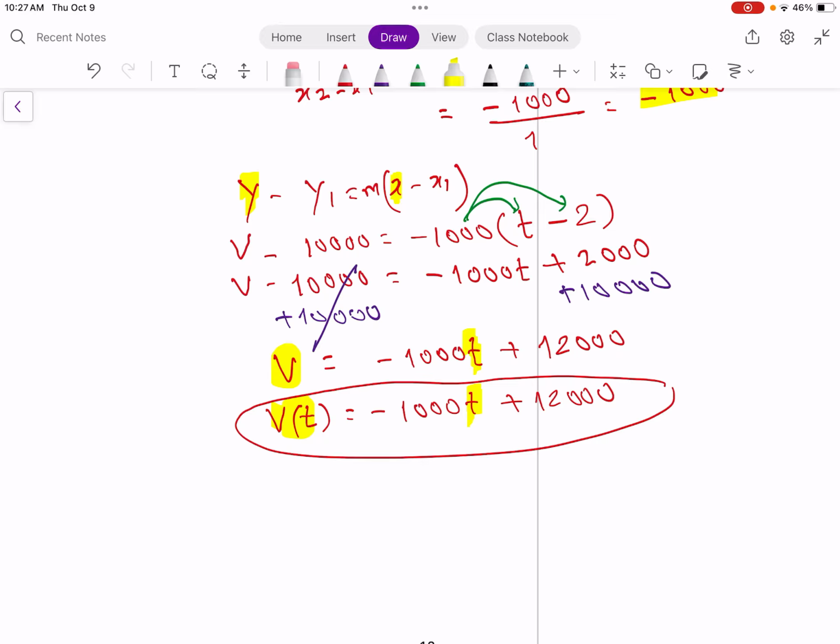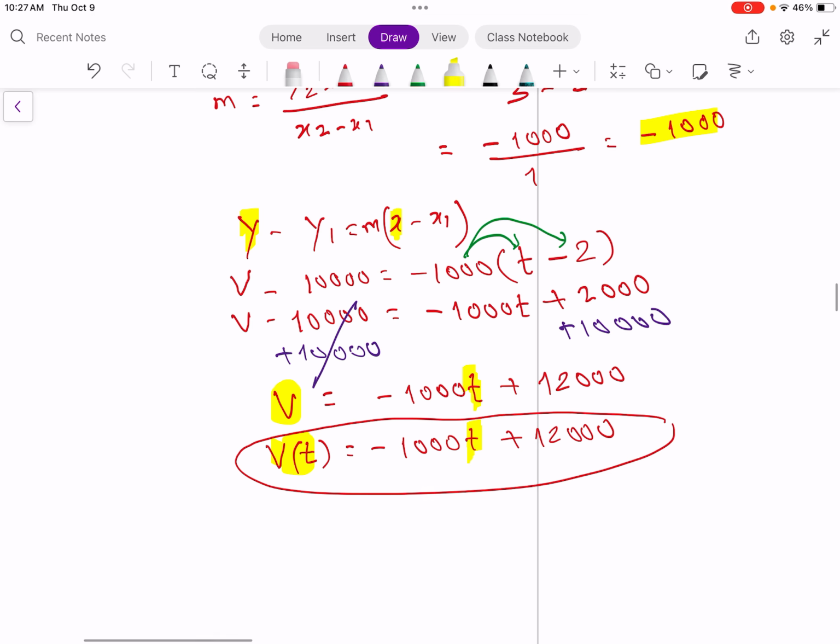Finding a linear function means we are finding a linear equation. To find the linear equation we need a slope. So you find the slope and use the point-slope form to get a linear equation. Any question up to here? So this is for part B, and this is the answer for our part B.